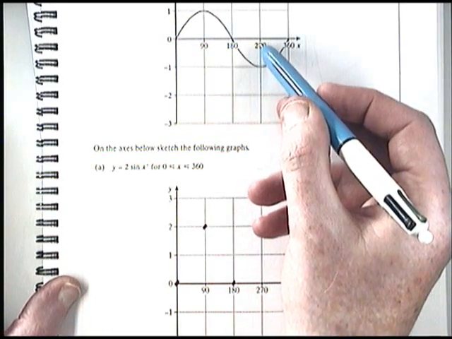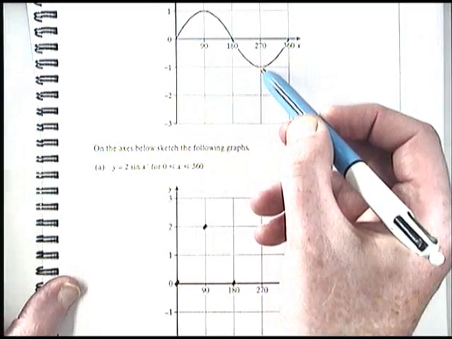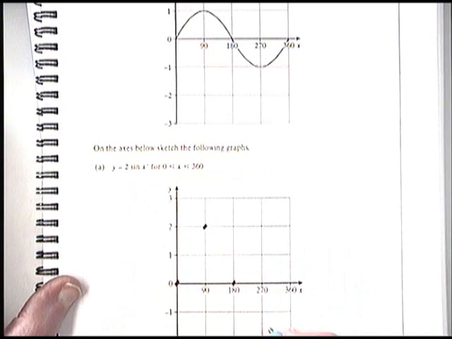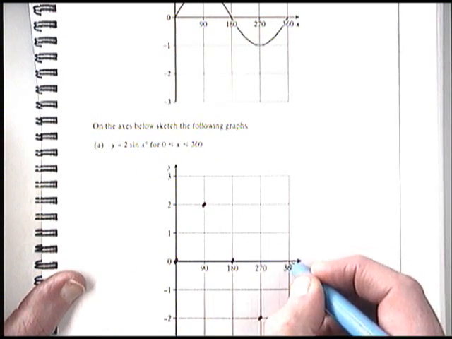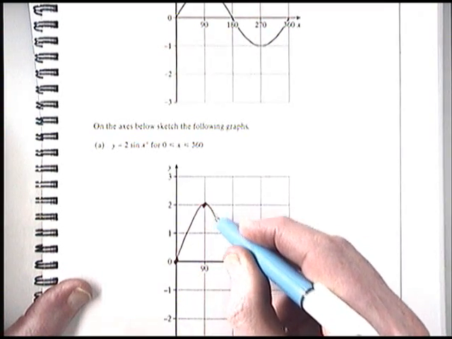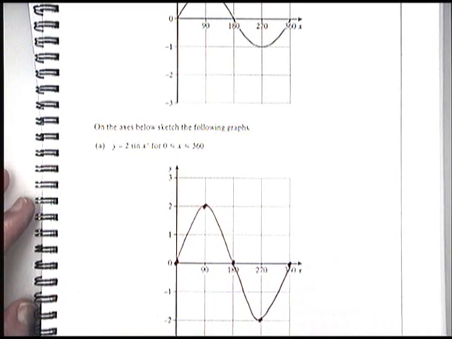When x is 270, sine of 270 is minus 1. So sine x is minus 1. 2 lots of sine x will be minus 2. And that will be down here. The 360 will be 2 lots of 0. So what we are getting here is the graph will look like that.